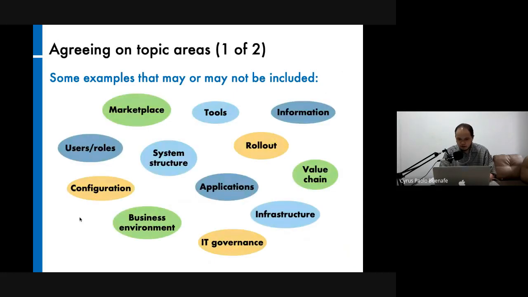So here are some examples. I'm not going to go through them one by one, but you can see that they're quite varied. The ones in green are business related topics. The ones in dark blue would be functional. The ones in light blue would be technical, and the ones in beige would refer to implementation. So these are sample topic areas.